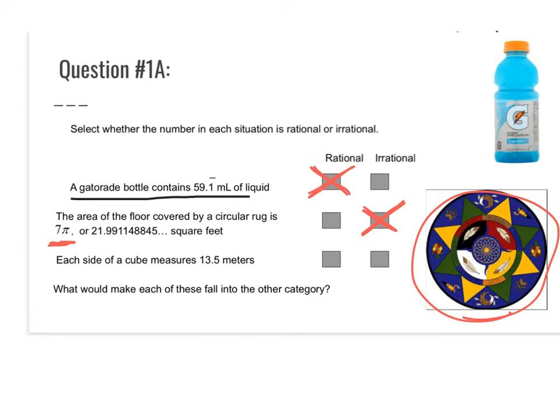Each side of a cube measures 13.5 meters. Is 13.5 rational or irrational? Well, 13.5 is 13 and a half, or 27 over 2, and that is a rational number. If you can write the number as a fraction or a decimal, then it's a rational number. Okay, what I'd like you to do is your problem 1A.